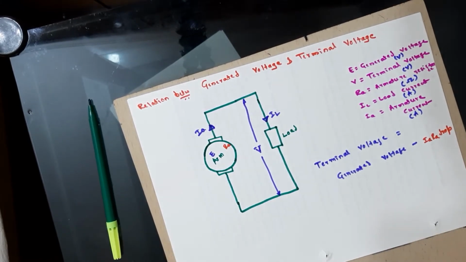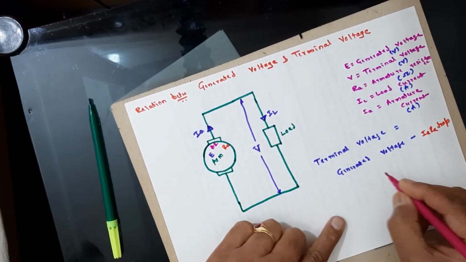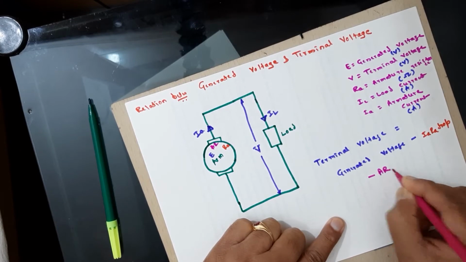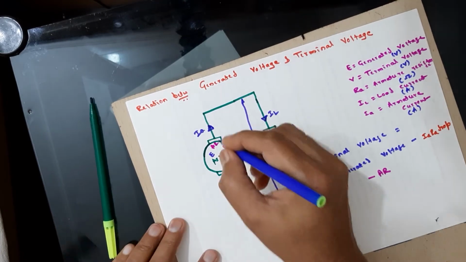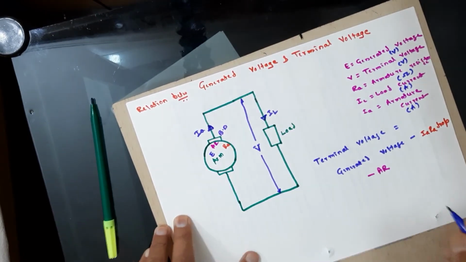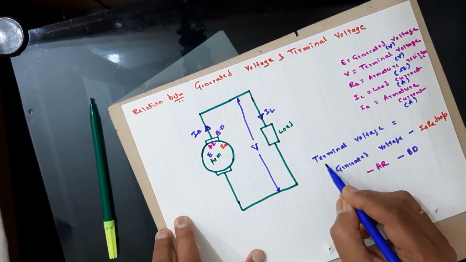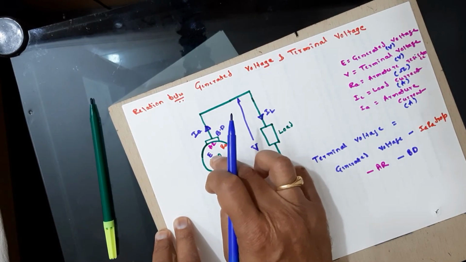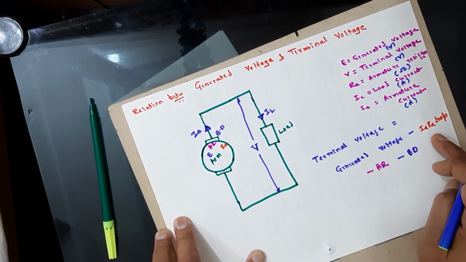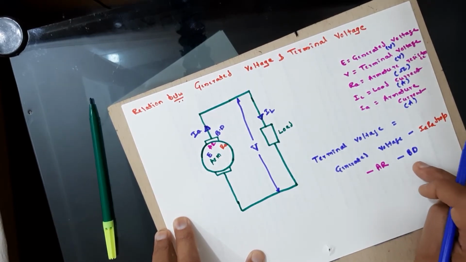Next, there is the effect of armature reaction, the armature reaction drop. Then after that, there is the brush drop. Therefore, minus brush drop. If you want the terminal voltage, what you have to do? First, you have to get the generated voltage. From that, you have to deduct the IRA drop. Then you have to take care of the reduction in the voltage because of the armature reaction and also the brush drop.